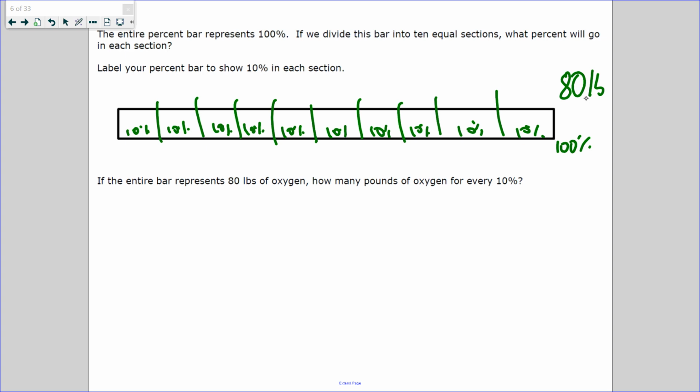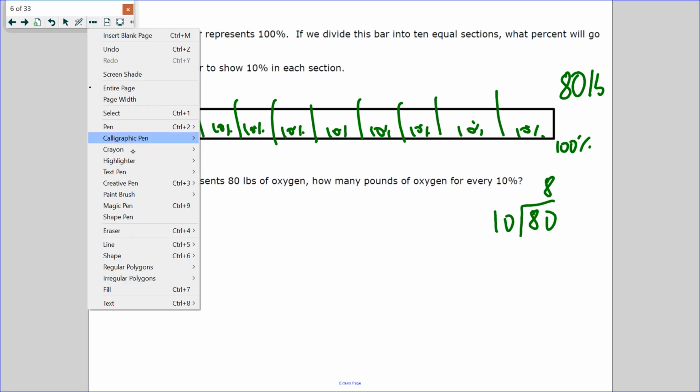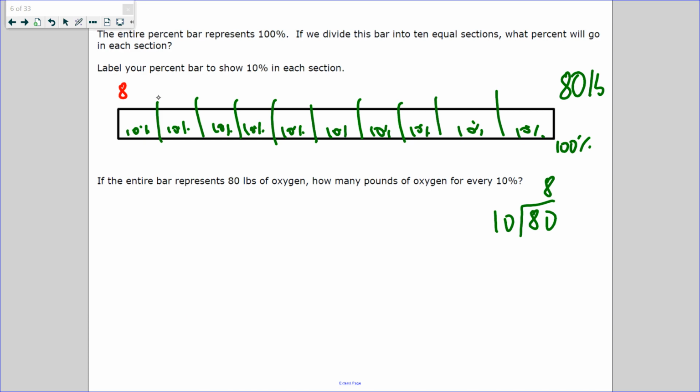I need to divide this 80 pounds into how many sections? 10 sections. So it'll be 8. Let me use a different pen color. So there'll be 8, 8, 8, 8, 8, 8, 8, 8, 8, 8 pounds for every 10%. Let's make sure this is correct. If I add up all these percentages, it adds up to 100%. If I add up all these 8 pounds, it adds up to 80. So yeah, 80 pounds is 100%. 8 pounds is 10%. From this strip diagram, you can answer any question I throw at you.